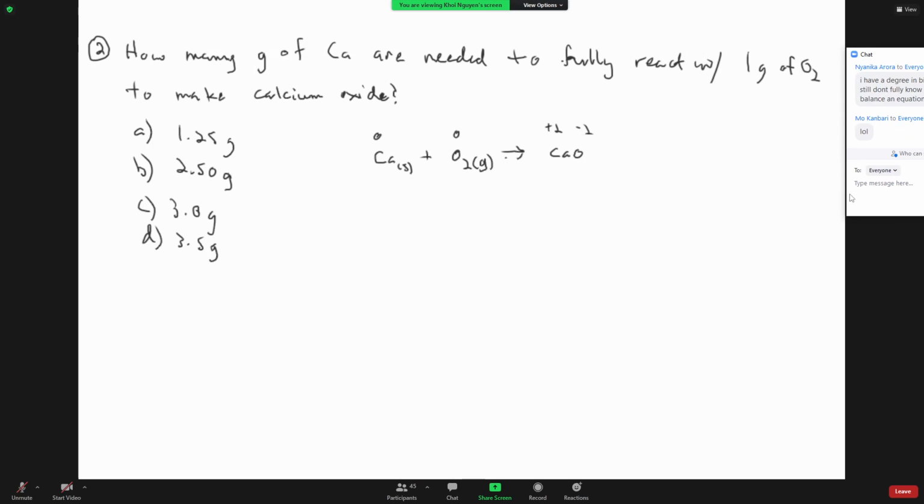I hear you. Sometimes if you don't practice it, it's easy to forget. So let's balance it right now. We have 2 oxygens on the left, 1 on the right. So we have to make sure we have 2 of these, and then that means we're going to need 2 of these.